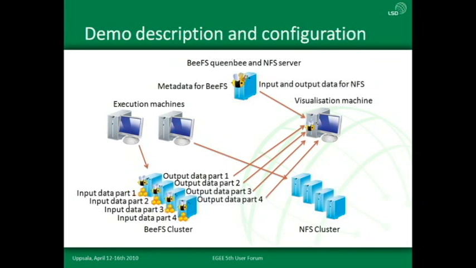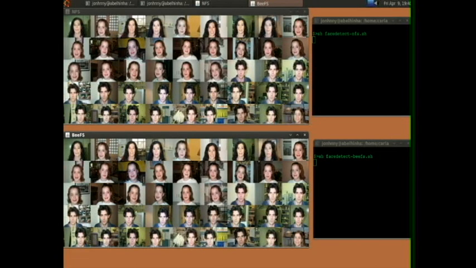The visualization machine runs a program that shows a window with all the input images and then keeps inspecting the file system to see if outputs have been produced. Whenever a new output is spotted, the input image is replaced by the output image with the face detected. Two of such windows are displayed, one for each file system backend used. Let us see this in action. We start by simultaneously launching the execution of the application in the two scenarios. The execution machines start to send jobs to the cluster machines, while the visualization machine starts the graphical interface with the NFS in the top and the BeeFS in the bottom.